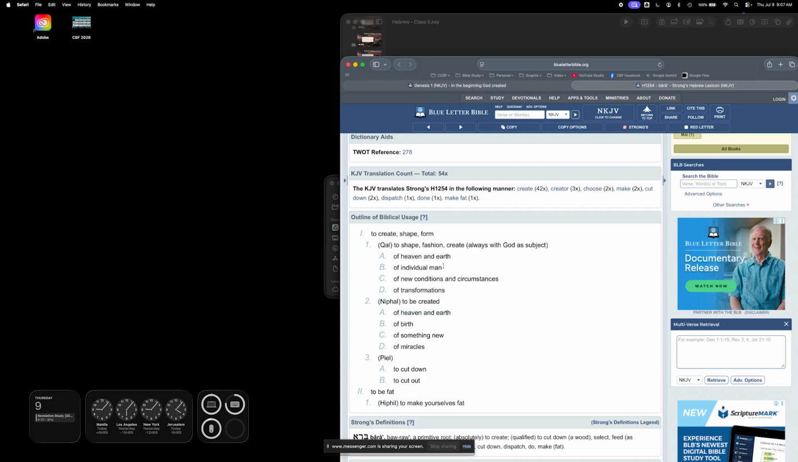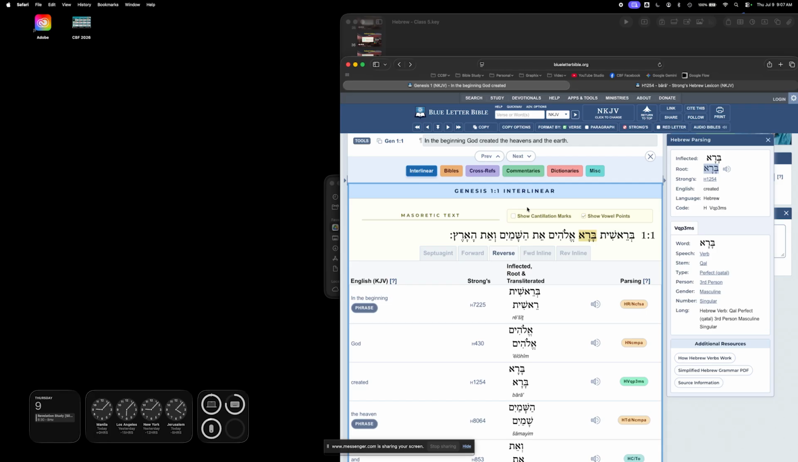It's the wrong stem. It can mean any of these things underneath the kal. It can mean to shape, fashion, create, as of the heaven and the earth, as of an individual man, as of new conditions and circumstances, or transformations. All of those would be accurate potential interpretations, and you'd have to go to the context of the verse to find out which one was appropriate. Okay. Does that make sense?